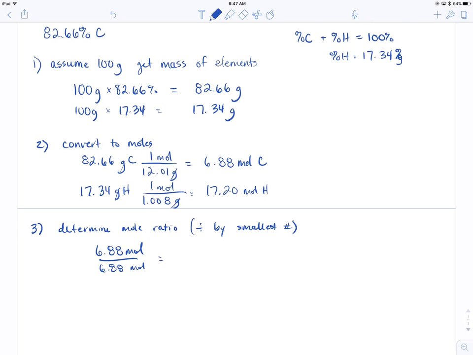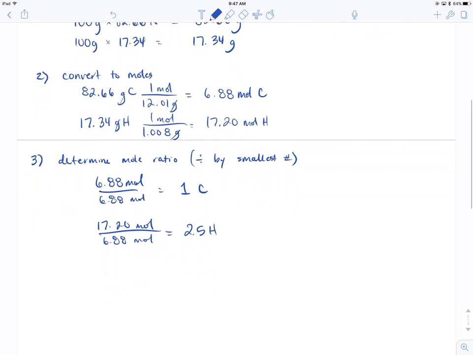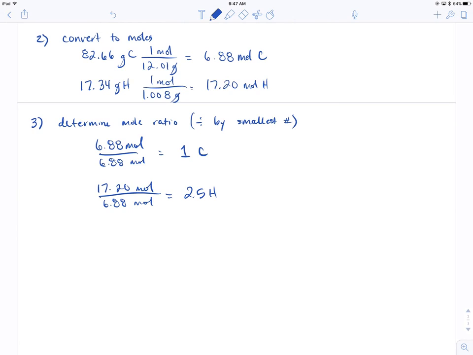This means I will have 1 carbon per every 2.5 hydrogens. And because we can't have half of an atom in a molecule, we must multiply this by some factor to give us whole numbers. When we have halves, we'll multiply by 2. If we have thirds, we'd multiply by 3. And if we have quarters, we would multiply by 4.